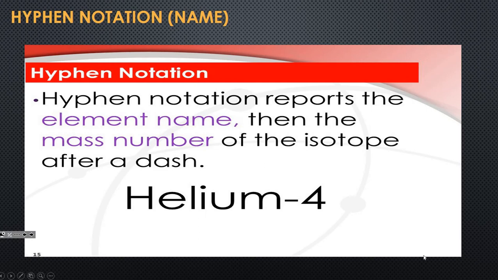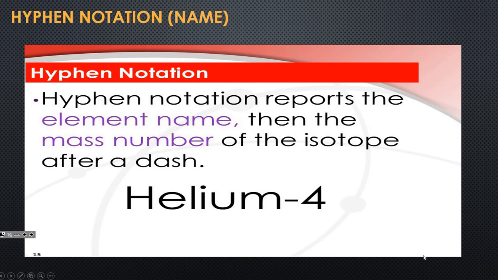This one is called hyphen notation, where you just give the name of whatever element you have and you put the mass number. So this is all under isotopes right here that you're working with. Underneath isotopes, there's two different ways we can report it. This is hyphen notation. On hyphen notation, you're writing the name, dash, and the mass number. So right under isotope, this is what you're putting. Hyphen notation is the name, dash, and the mass number.